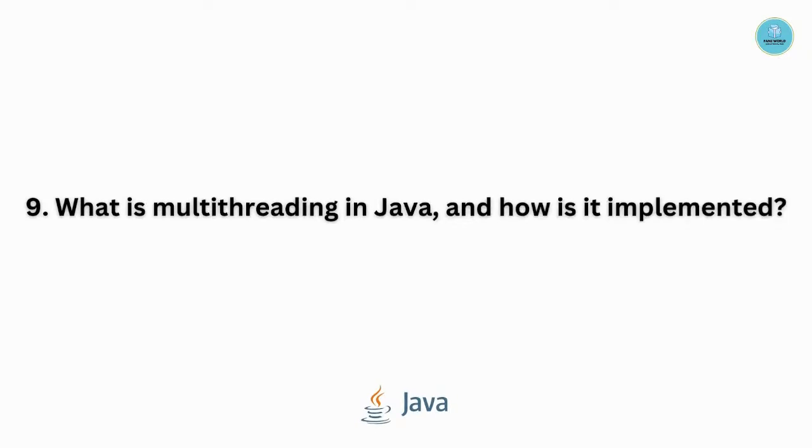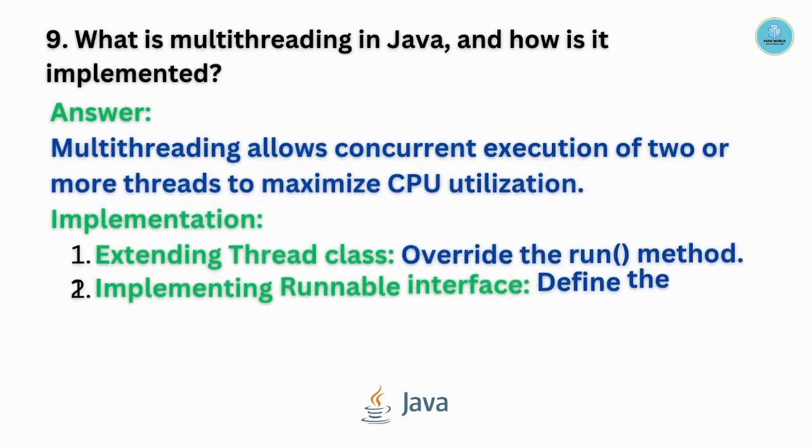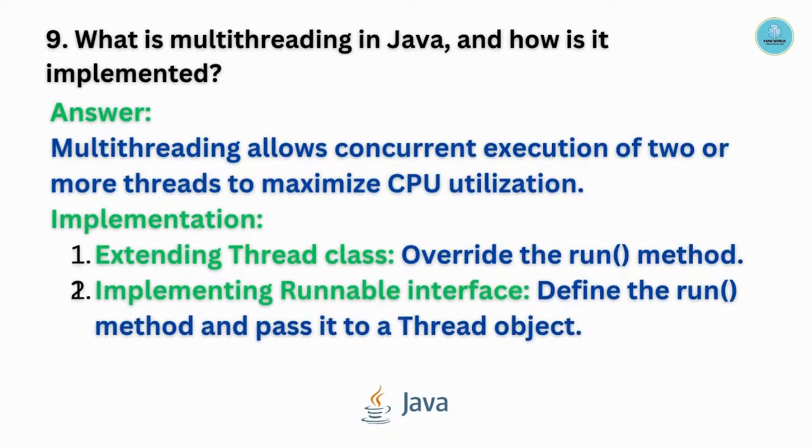Question number 9. What is multithreading in Java and how is it implemented? Multithreading allows concurrent execution of two or more threads to maximize CPU utilization.